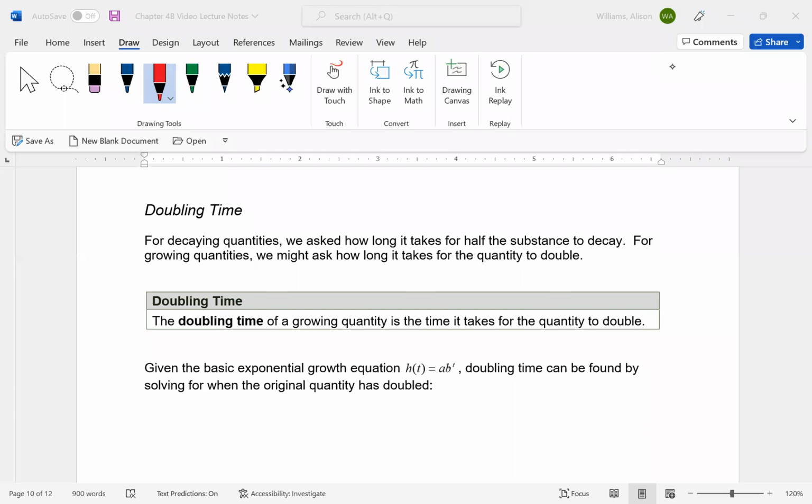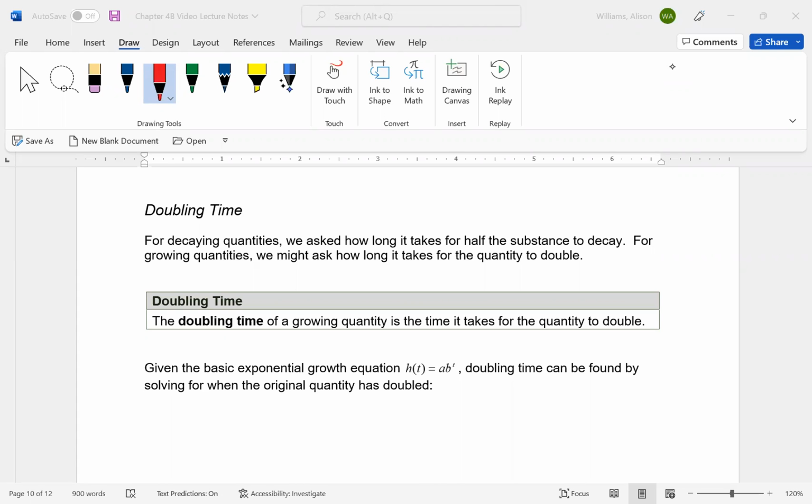In this video, we're going to look at two more examples for exponential and logarithmic equations. The first is doubling time. So we looked at half-life. Now we're looking at when things grow, doubling time. So similar to half-life, the doubling time is how long it's going to take for some quantity to double.